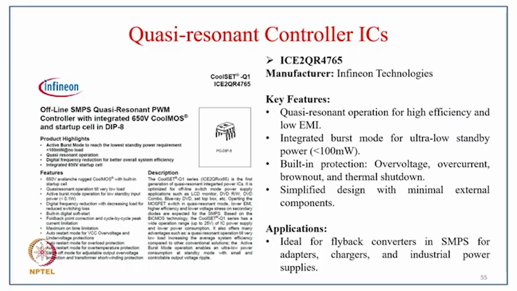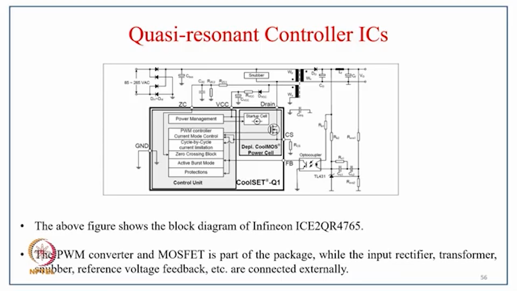And this is typically the chip detail of the Infineon ICE2QR4765, and the SKU details are given here. The key features are quasi resonant operation at high frequency with low electromagnetic interference, an integrated burst mode for ultra low standby supply of less than 100 milliwatt, built-in protection with overvoltage, overcurrent, brownout and thermal shutdown, and a simplified design with minimal external components. It is ideal for flyback converters in switch mode power supplies for adapters, chargers and industrial power supplies.